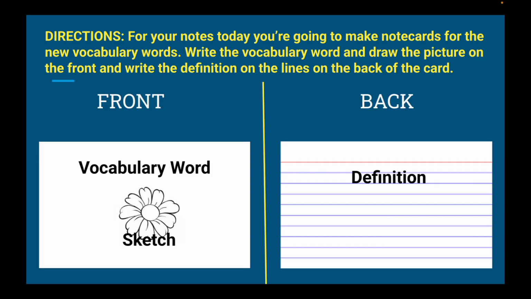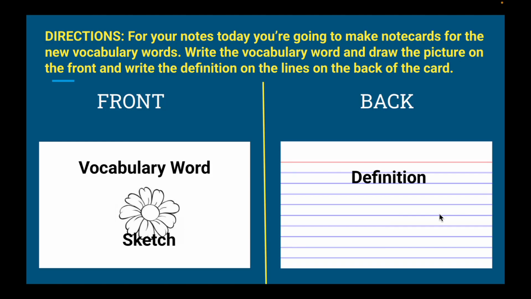Why are we doing this? We want to engage your brain with this new information by having you draw a picture that helps your brain make a connection with what you're learning about. By writing the definition in a very clear way, not lots and lots of extra words, we're helping your brain create a connection with this new word. So on the front, we draw the picture, we write the word. On the back, where the lines are, that's where you will write the definition.